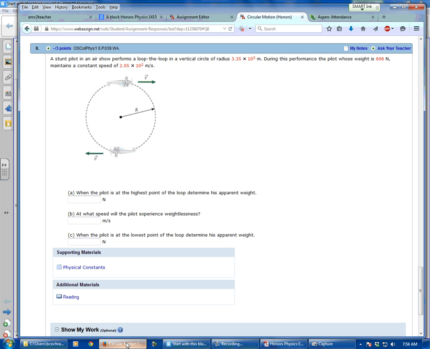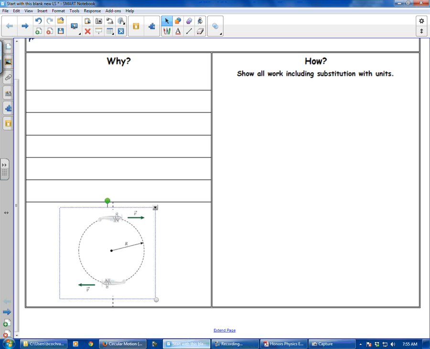Now, what do they mean by apparent weight? What do we perceive as feeling our weight? Well, our weight would be the force of gravity, but we experience that by feeling the normal force. Remember, that's what a scale measures: how much it's pushing up on you, not how much you're pushing down on it. So I would start off by saying something like, apparent weight is normal force.